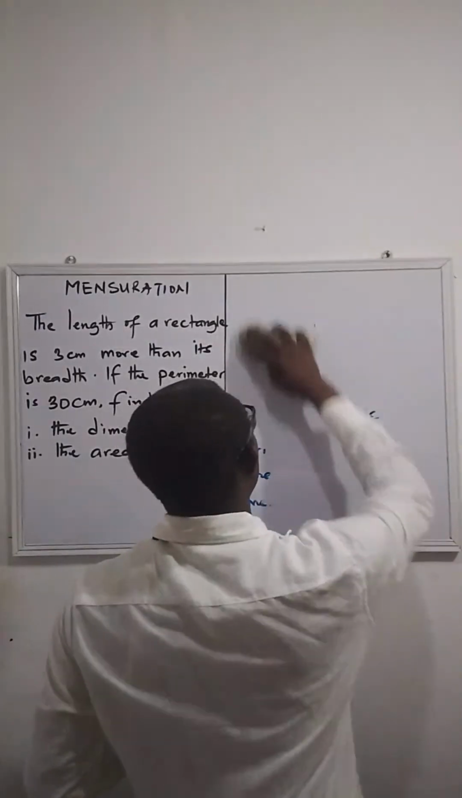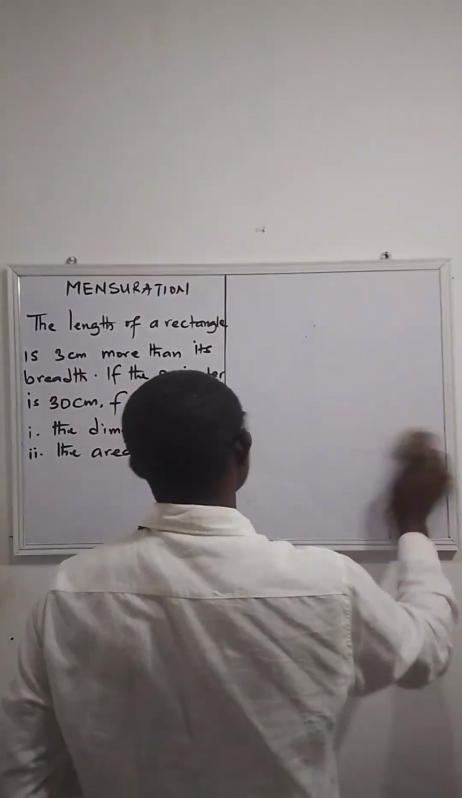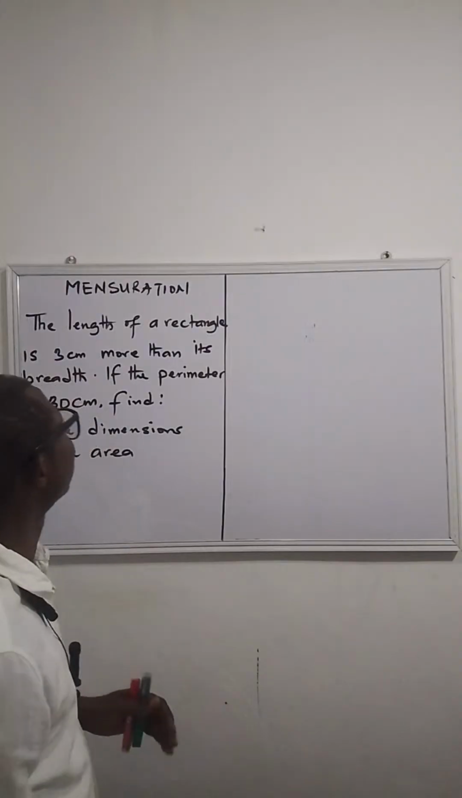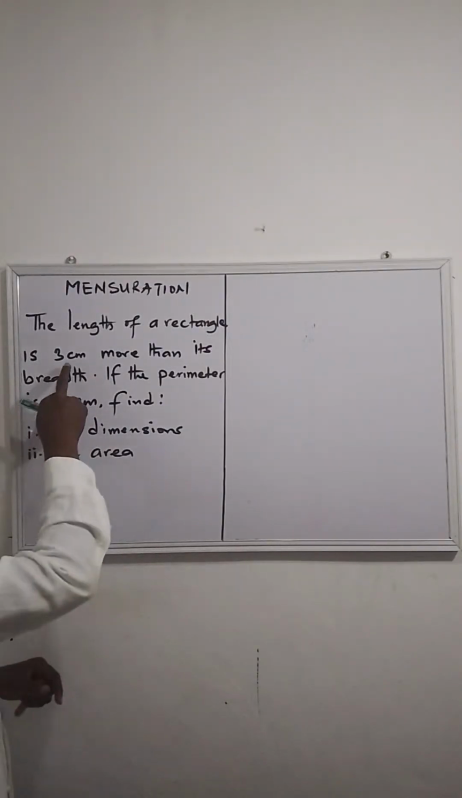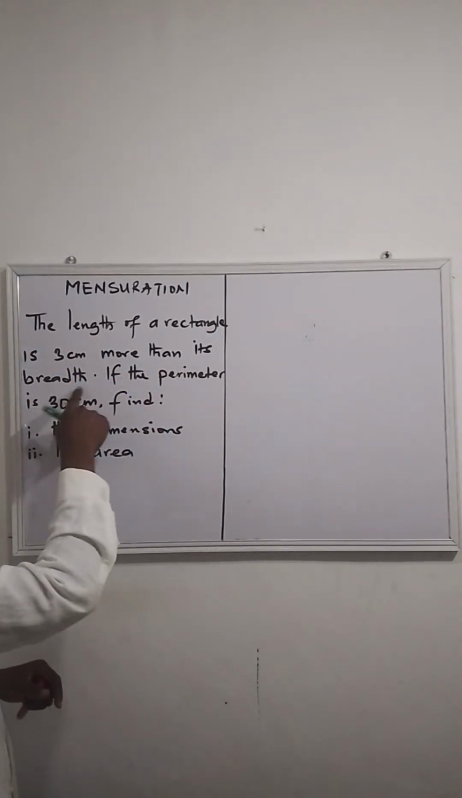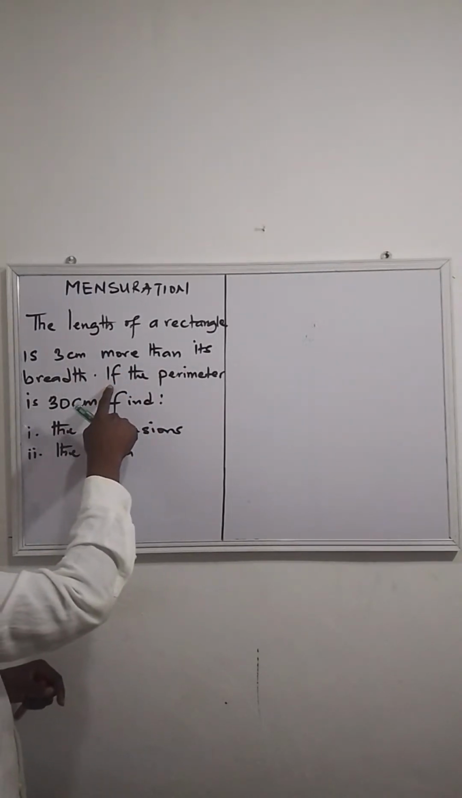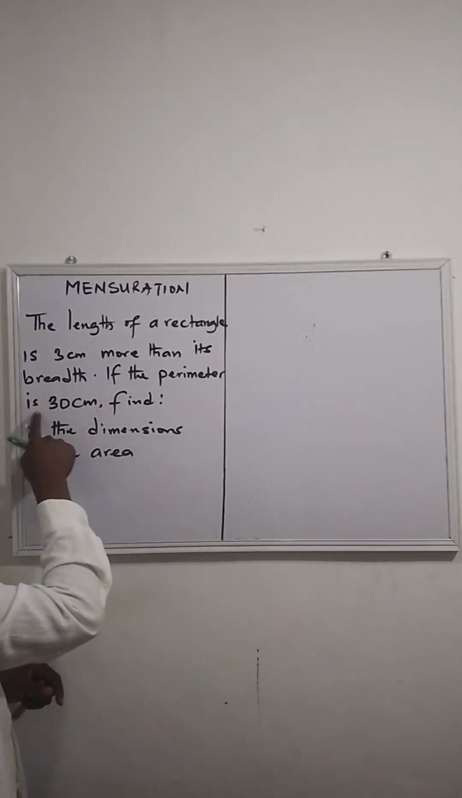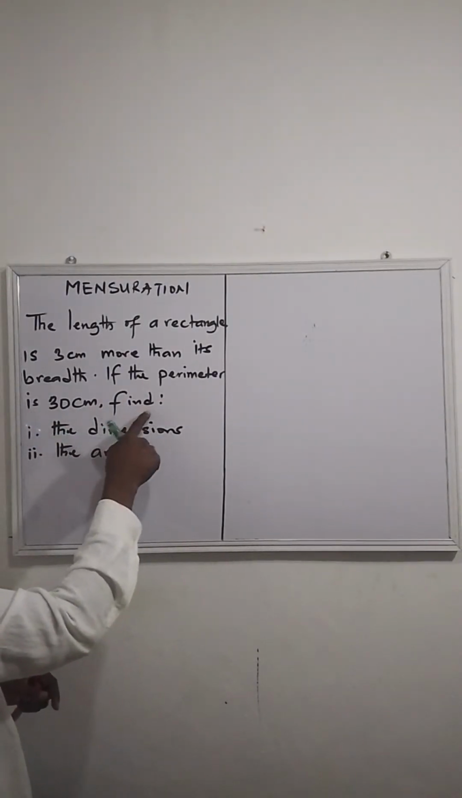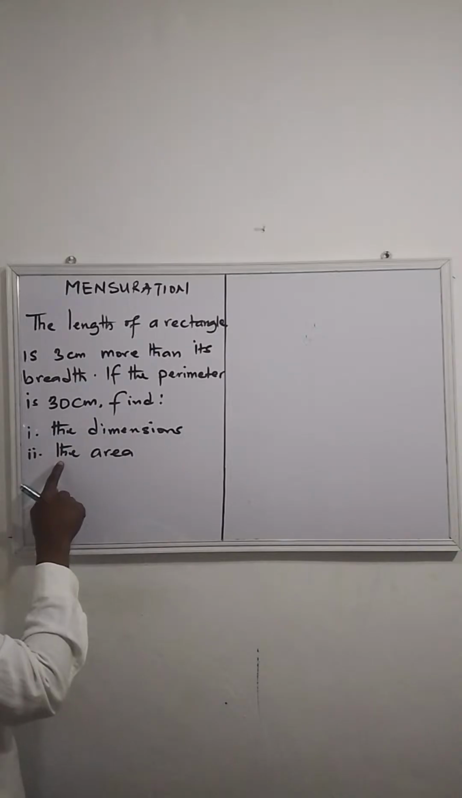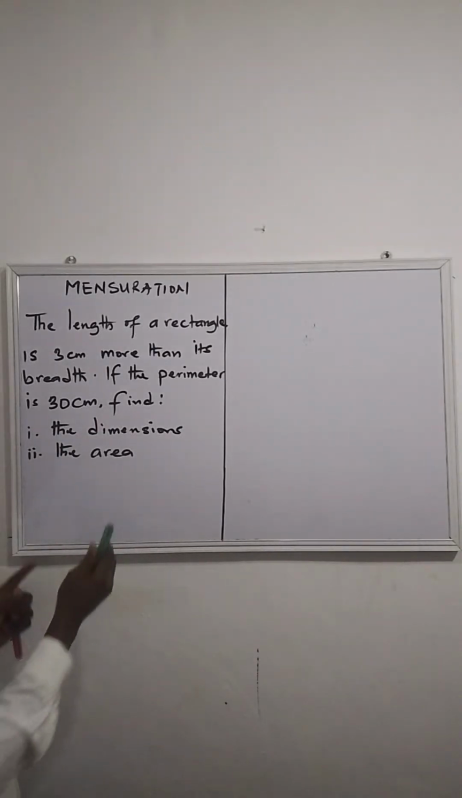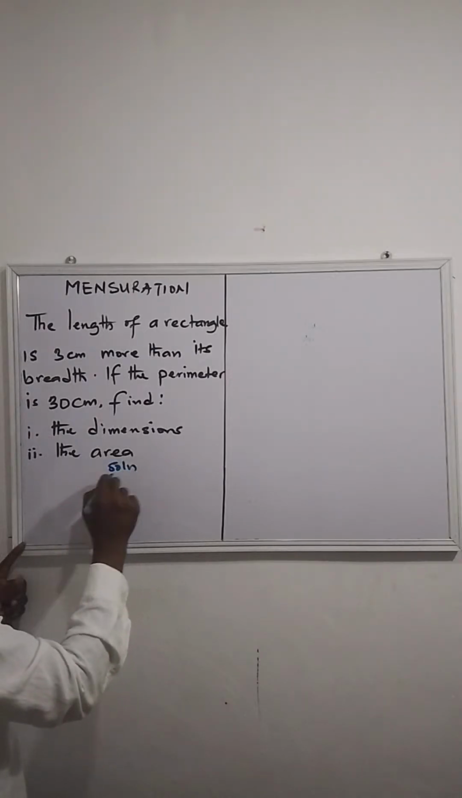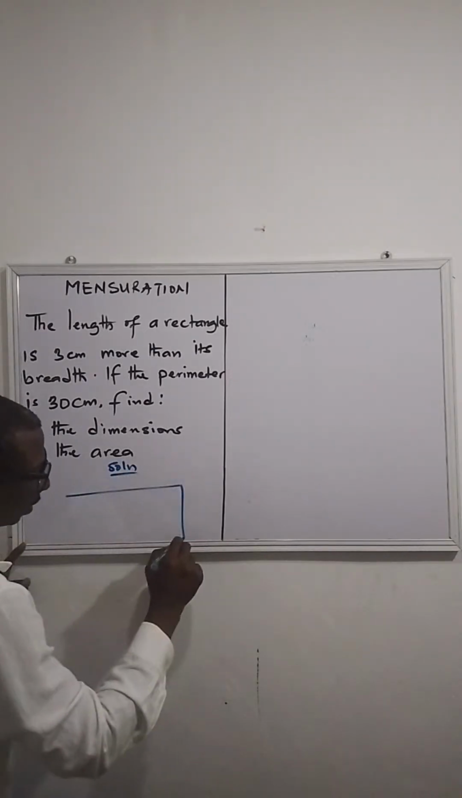Now let us look at the question we have here. The question says the length of a rectangle is 3 centimeters more than its breadth. If the perimeter is 30 centimeters, find the dimensions. Find the area. Can we sketch this? Now let's sketch this. This is the rectangle.